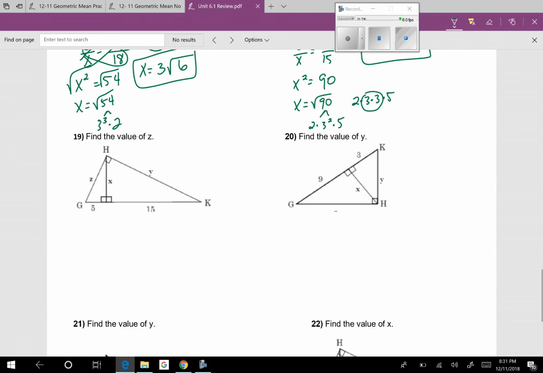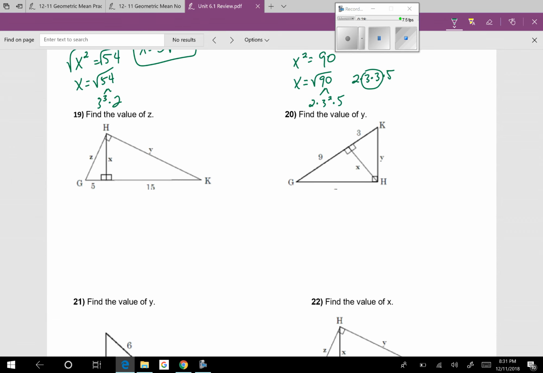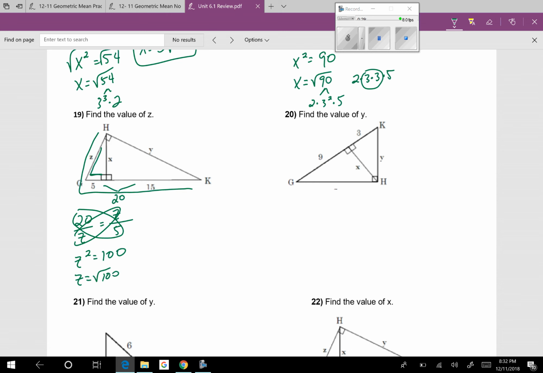All right. Now on these ones, it says find the value of z. Okay, z is one of the legs, so we're going to have to do the boomerang. So we have z, we have it to the whole thing, and then we have z with just the 5. So 15 plus 5 is 20. That's the whole thing there. So we have 20 over z is equal to z over, and then the part it's connected to, which is 5. So we have z squared equals 100. So z is equal to the square root of 100, and the square root of 100 is 10. So z is 10.